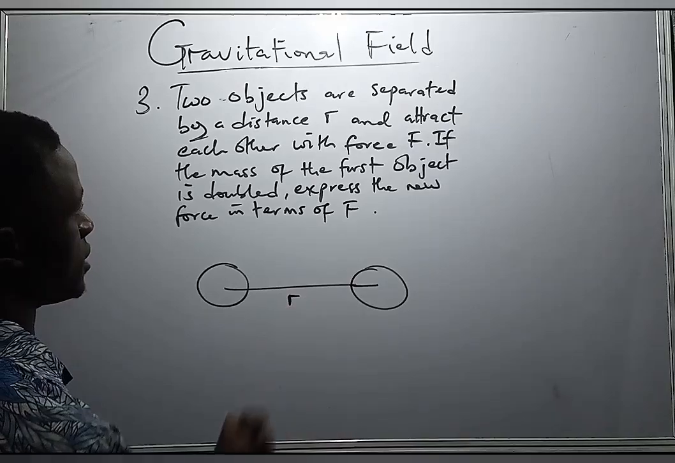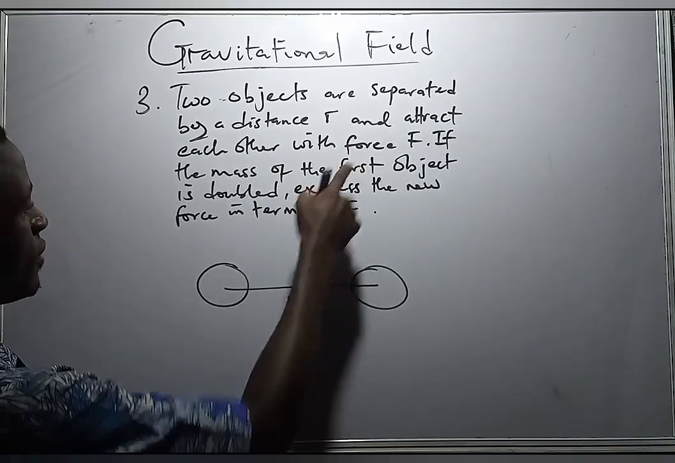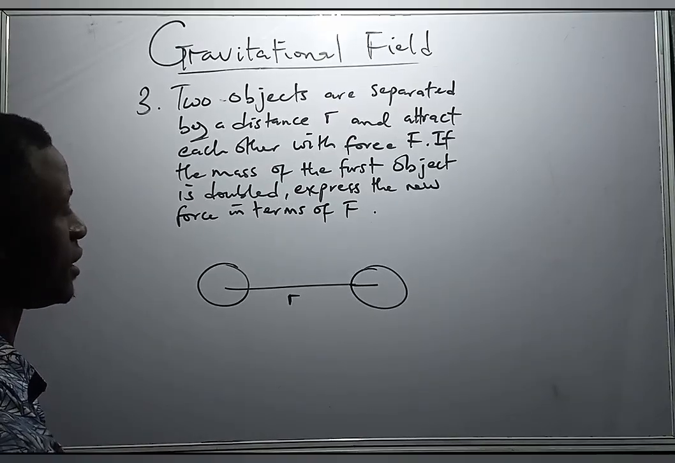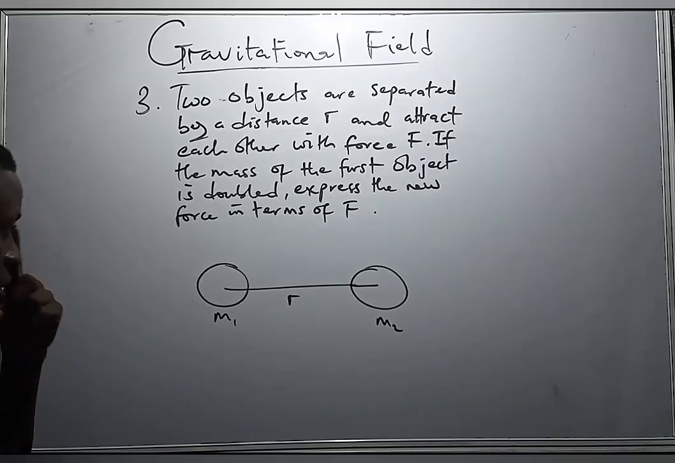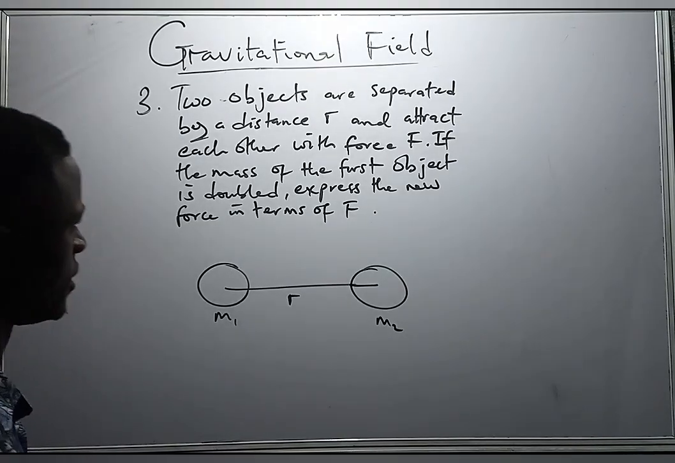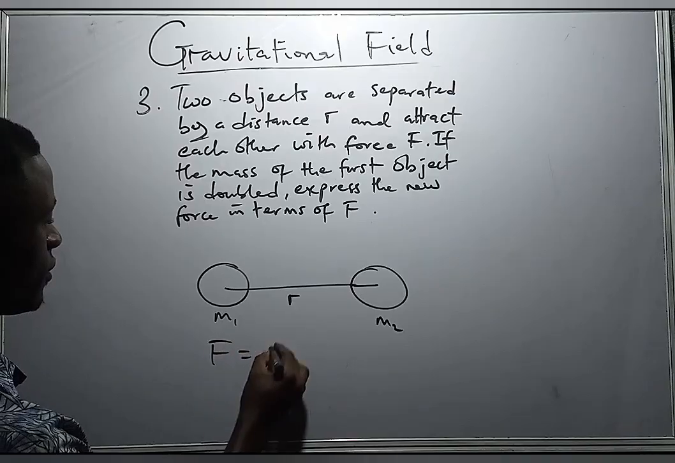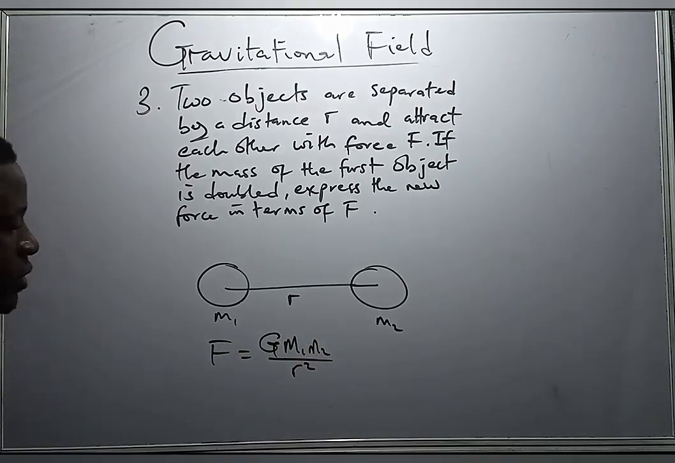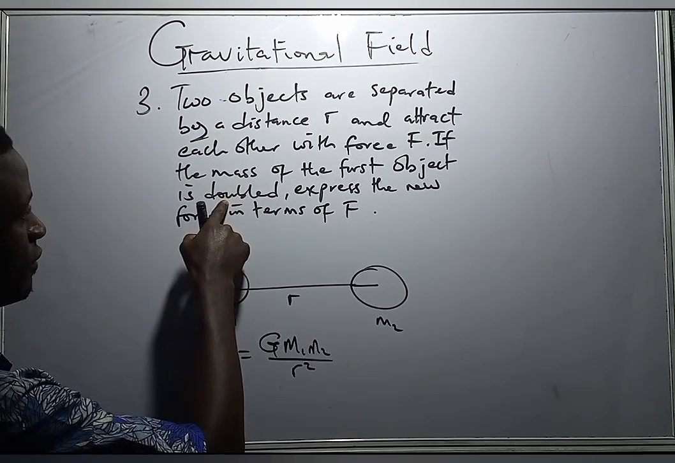They are separated by a distance r and attract each other with force F. If the mass of the first object is doubled, so here is m1, here is m2, express the new force in terms of F. Gravitational force is G m1 m2 over r squared. But the question asks us to double the mass of the first object.